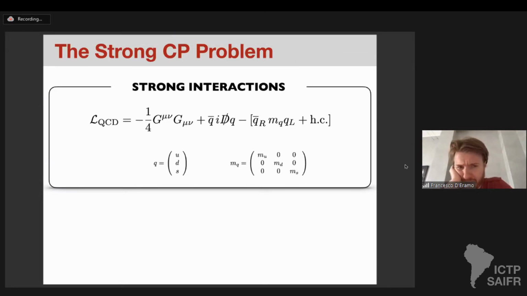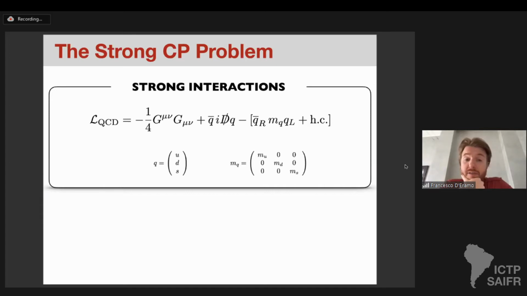The motivation for the QCD axion arises from the so-called strong CP problem. In order to appreciate the strong CP problem, I will not give you too many details because there are lots of advanced QFT techniques that you need to know in order to be very quantitative, but just to give you a flavor of what this problem is about.